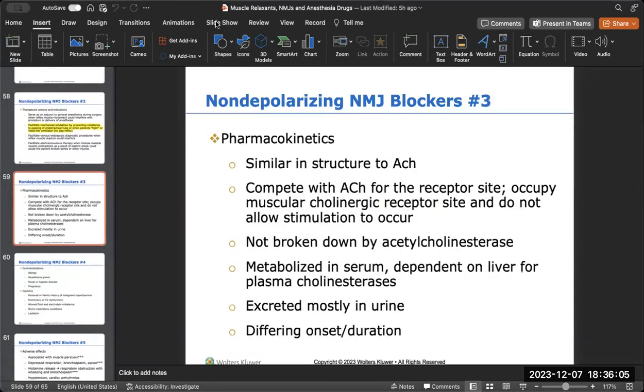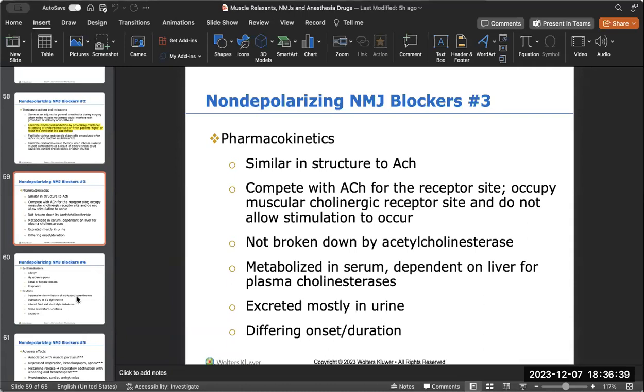So remember, we said these antagonize. So these do not mimic acetylcholine. Acetylcholine has receptor sites like those muscarinic and nicotinic receptors, but these are on the nicotinic receptors, right? When we were talking about cholinergic drugs, we were talking about the parasympathetic muscarinic receptors. Now we're talking about nicotinic receptors, which focus on just the muscle. So these occupy that muscular cholinergic receptor site. It doesn't stimulate it, which causes muscle paralysis, okay?